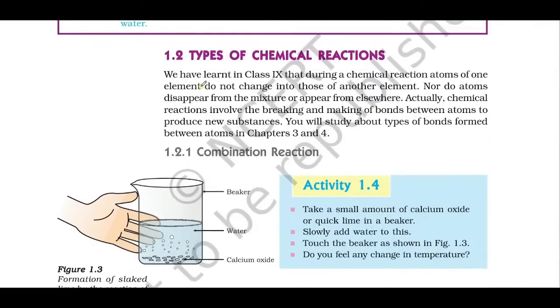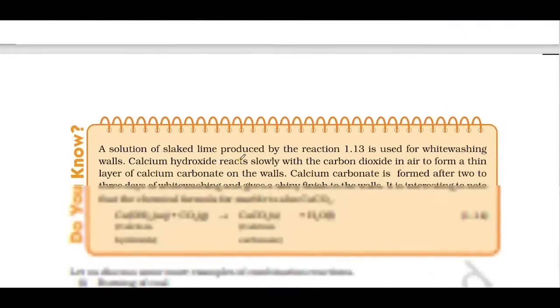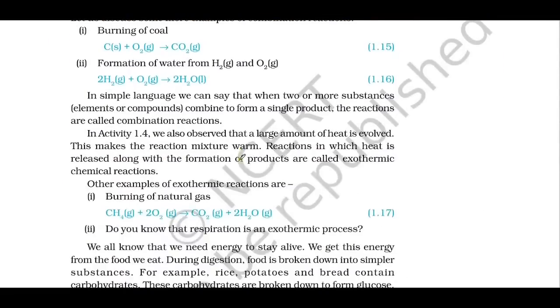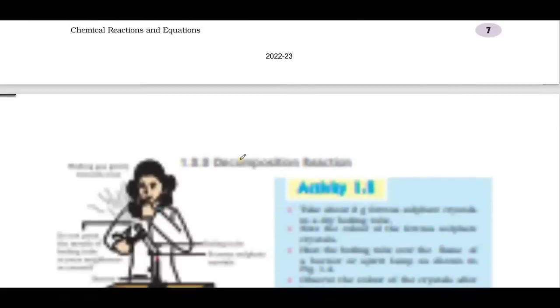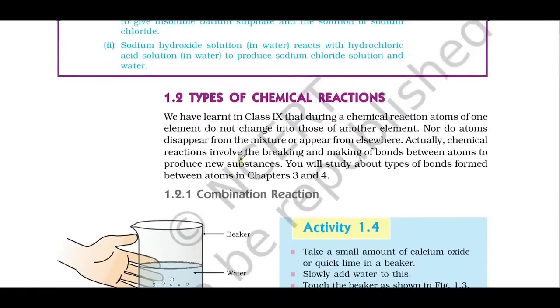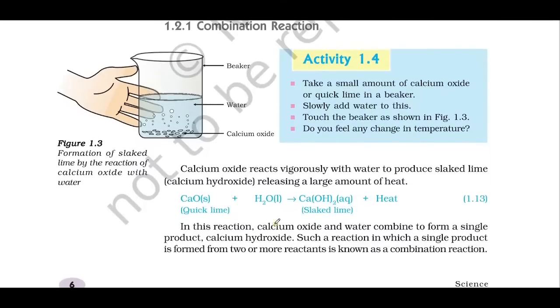And also there are 4 types of chemical reactions. One is combination, next is decomposition, next displacement and double displacement. So all these 4 types of chemical reactions are very important. What is a combination reaction? A single product is formed by the reaction of 2 or more reactants. It is called a combination reaction. An example for combination reaction is CaO plus H2O gives Ca(OH)2 plus heat.